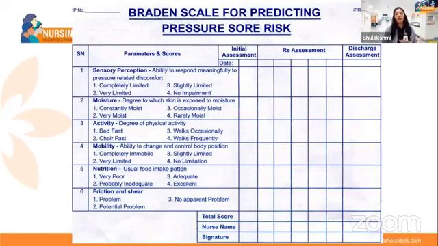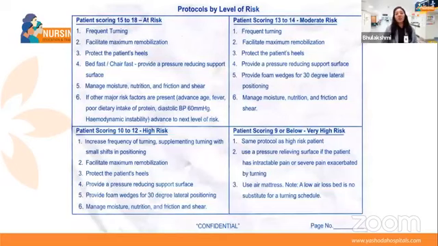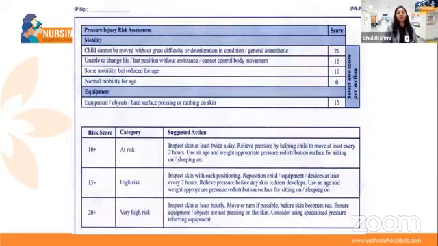Based on that, we will be scoring the patient's risk category. If the patient scores 15 to 18, then the patient is at risk, and for that we have to take all these measures, which we'll be discussing in detail later. If the score is 13 to 14, we conclude it as moderate risk. If the patient is at 10 to 12, we consider the patient at high risk, so we have to be much more careful not to let the patient get a pressure ulcer. And if the score is 9 or below, the patient is at very high risk. That is for adults, where the Braden scale is used.